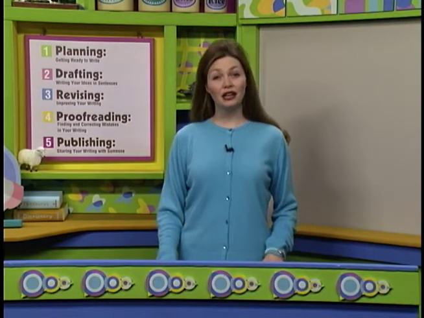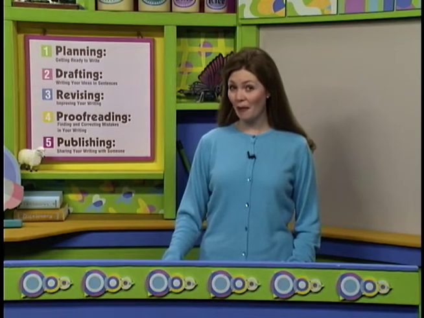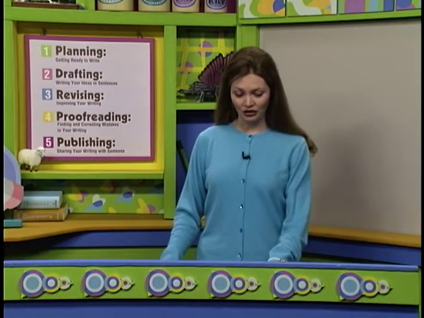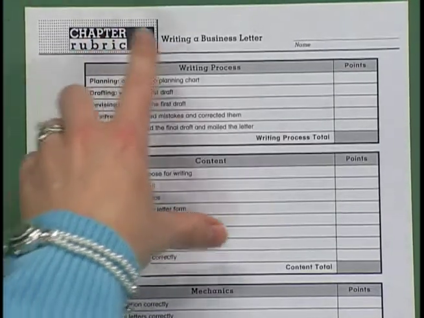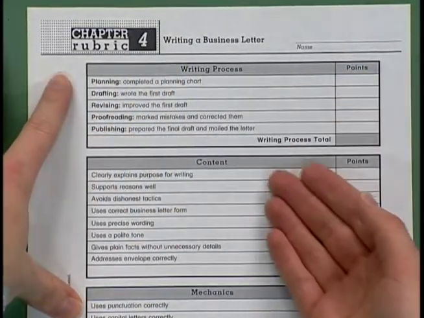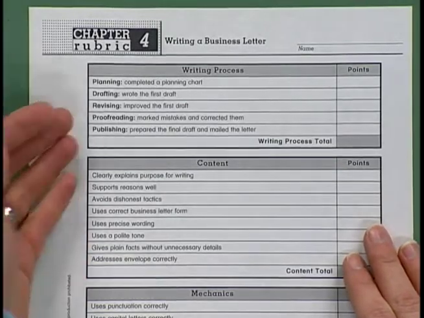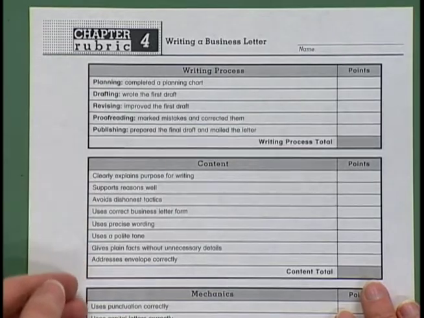I want you to read your letter carefully. And as you read, make sure that it is ready to be put into final form by comparing it to the Chapter 4 rubric. In fact, let's just look at the rubric together. You should have a copy of it with you. Now you can see up at the top that it's our Chapter 4 rubric, and it's for writing a business letter. And you are going to want to compare what you have written to this information to make sure that you have followed all of these different steps.